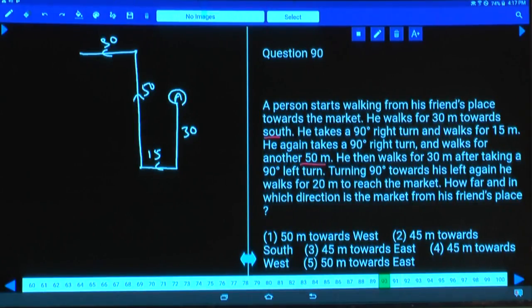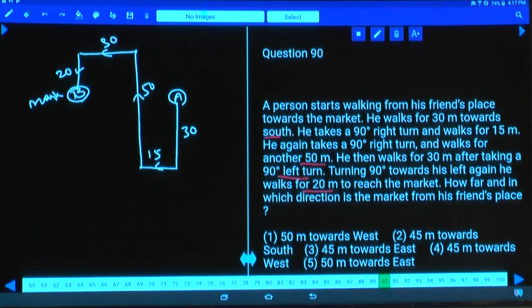And 30 meters after taking 90 degrees left, turning 90 degrees towards his left again and walks for 20 meters. From here he turned towards his left hand side and travelled for 20 meters and reached point B. Now this point B is nothing but the market. Finally this person reached this market.